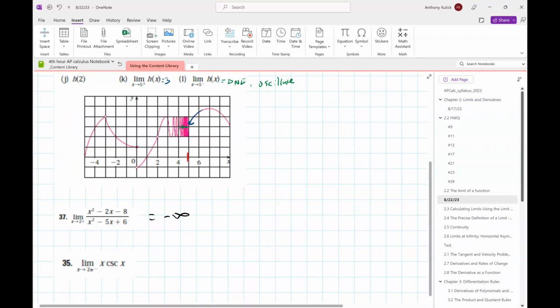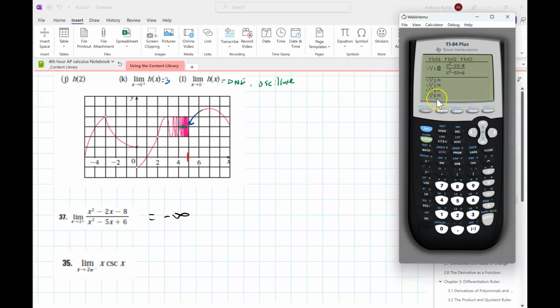Again, same directions. So I'm just going to graph this. Notice that I don't have a cosecant button on my calculator. What is cosecant? 1 over sine. So that's what I'm going to type it in as. So 1 over sine x.